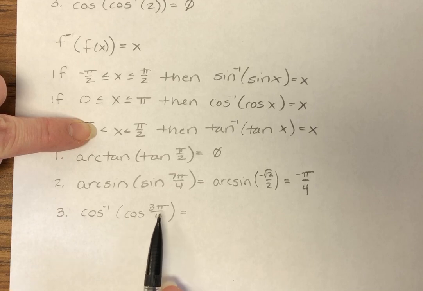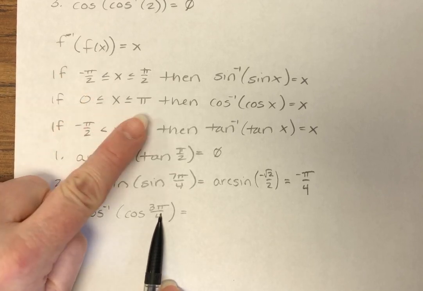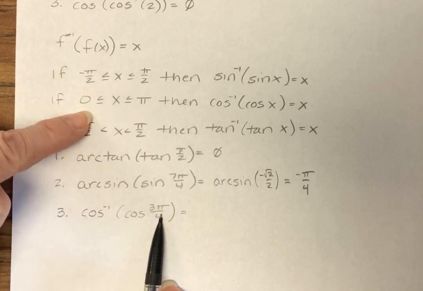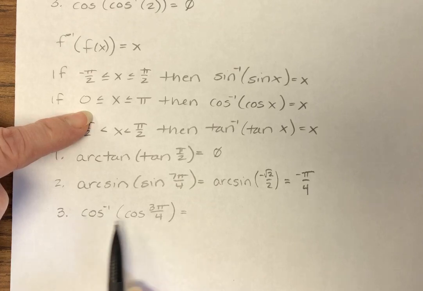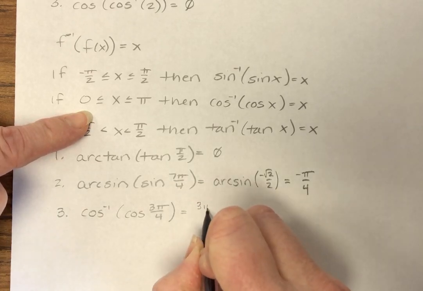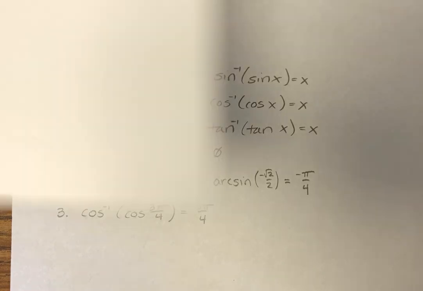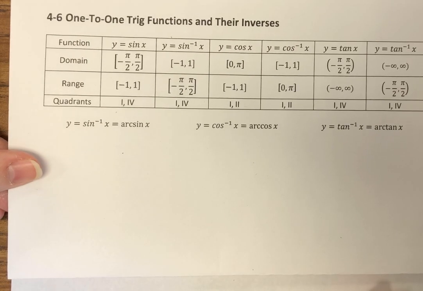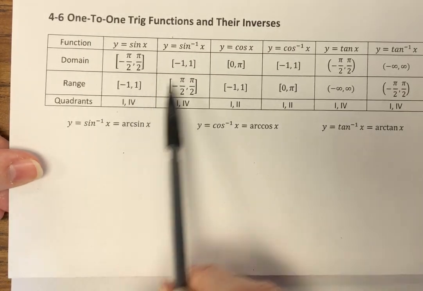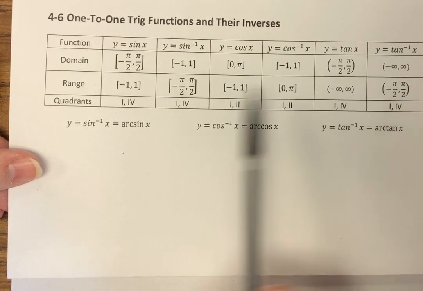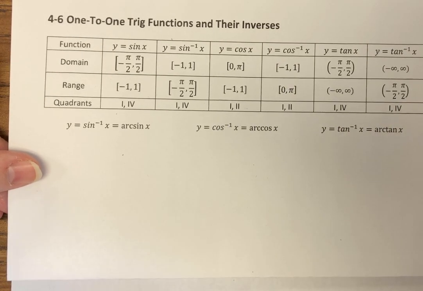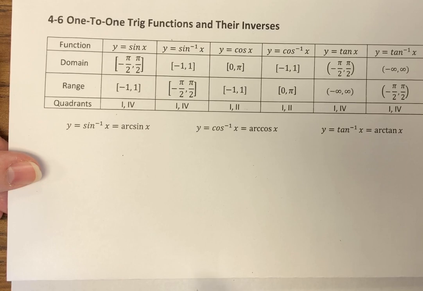And here, 3 pi/4 fits within that restriction from 0 to pi. And so cosine inverse of cosine of 3 pi/4 is just going to be 3 pi/4. And these are nothing new. These are all coming from, again, this sheet. So if you learn these restrictions, this is what carries through on all of these, whenever these inverse trig functions are involved.